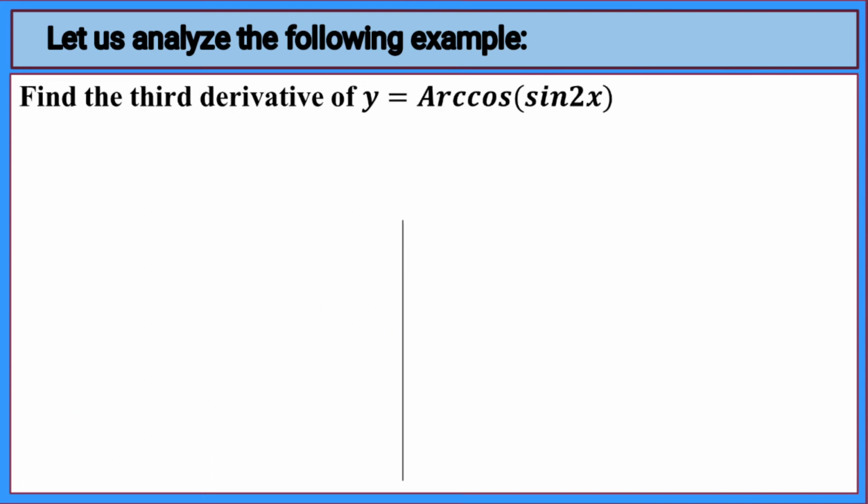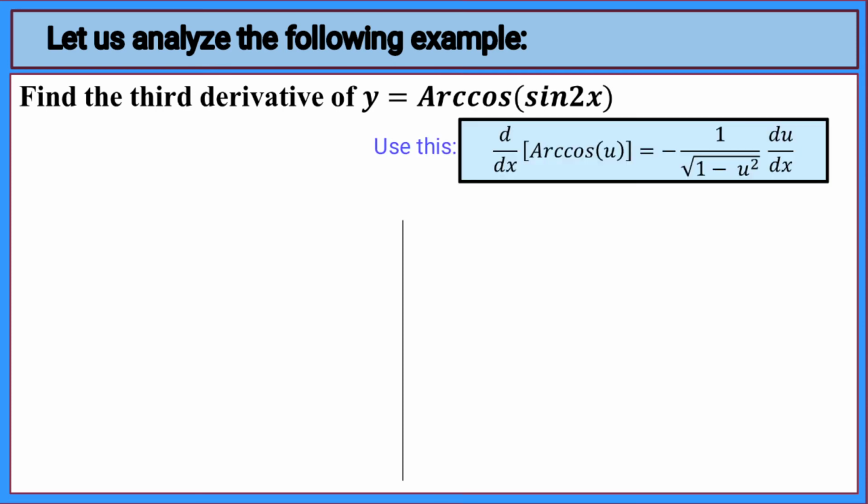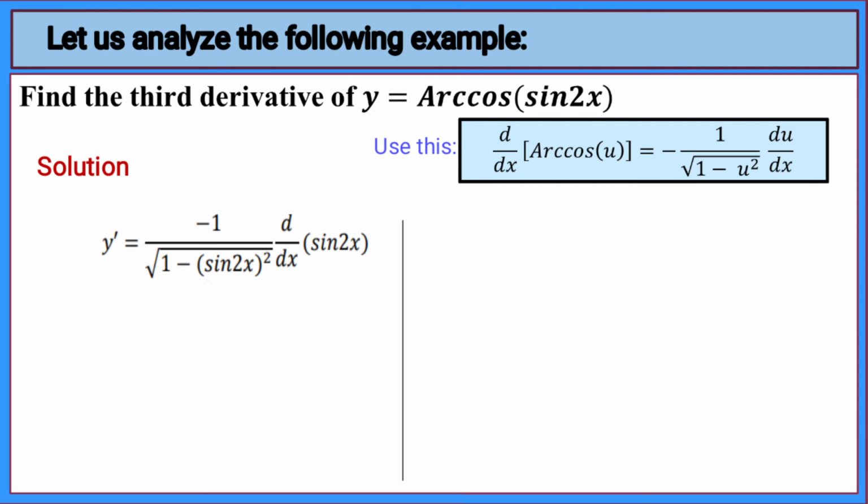Now let's move forward and get the higher order derivative of inverse trigonometric function. So we are going to get the third derivative of y is equals to arc cosine sine 2x. Alright, so we can use this format again, just plugging in our sine 2x. It will serve as our u.